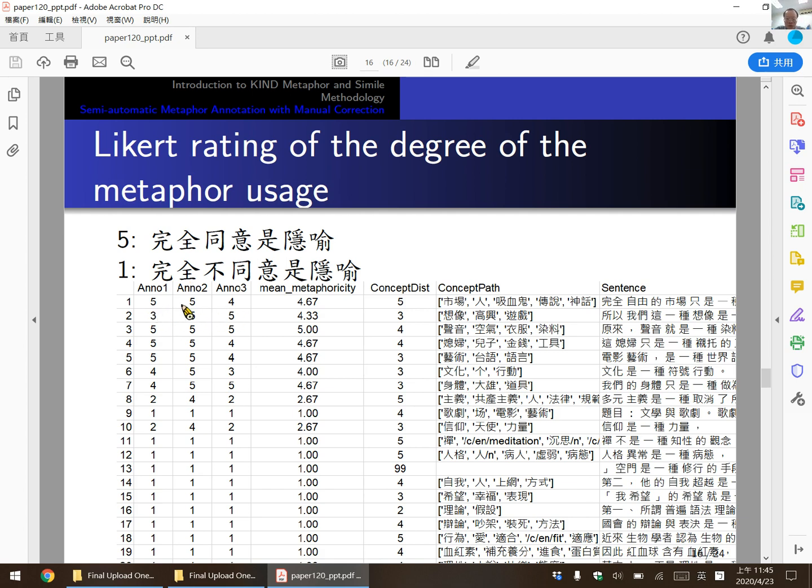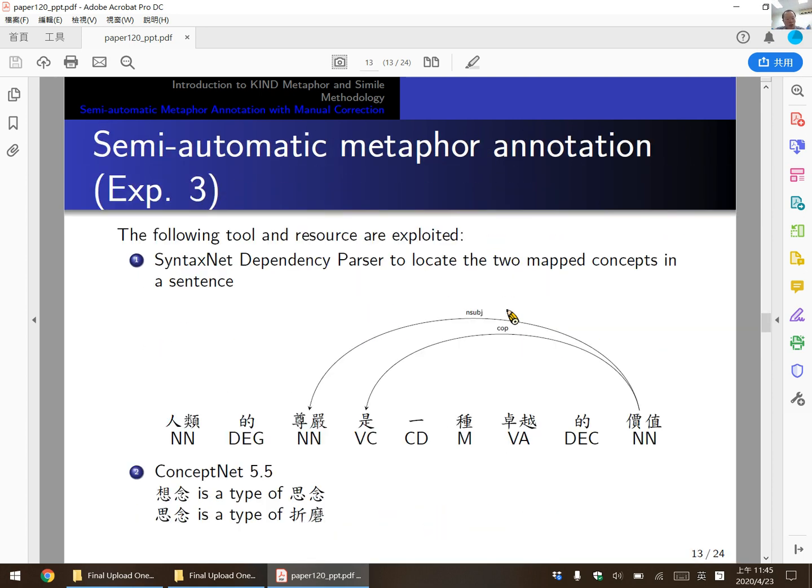So here's the result like this. The first annotator gave 5 points of metaphoricity to this sentence, 完全自由市场只是一种神话. The second annotator also gave it 5 points, and the third annotator gave it 4 points, and we calculate the average metaphoricity based on these three scores, 5, 5 and 4. On average it will be 4.67. And also, as I said, we explore ConceptNet, the network of concepts, to calculate the distance between these two concepts.